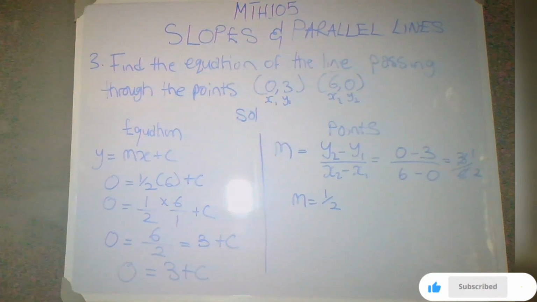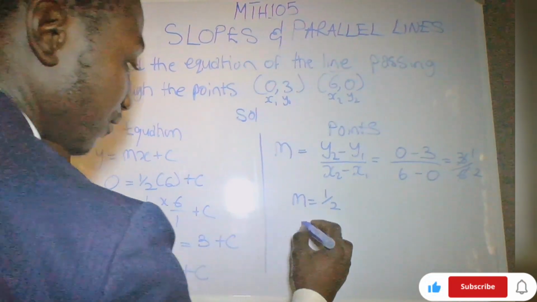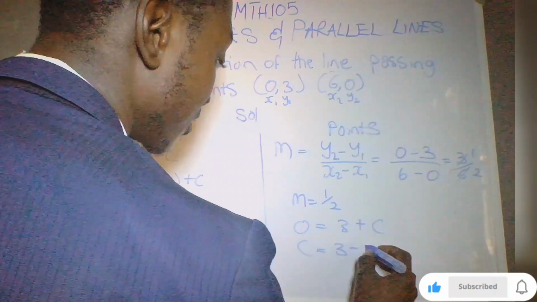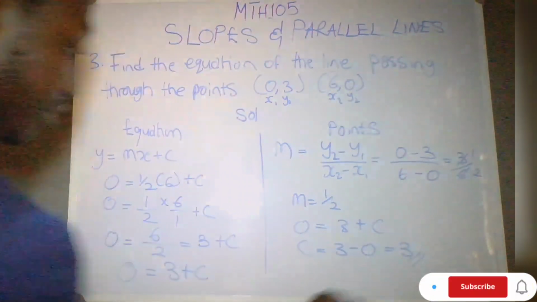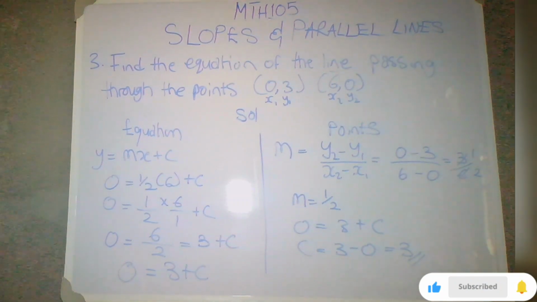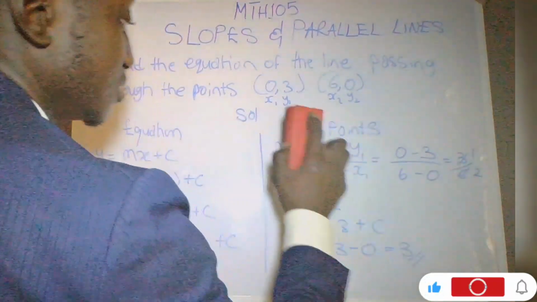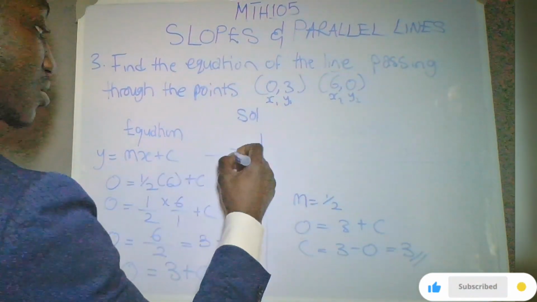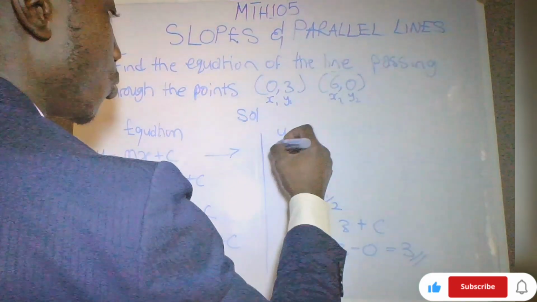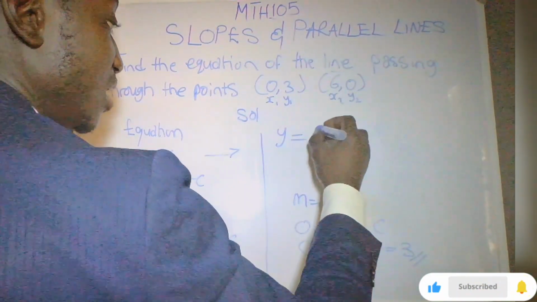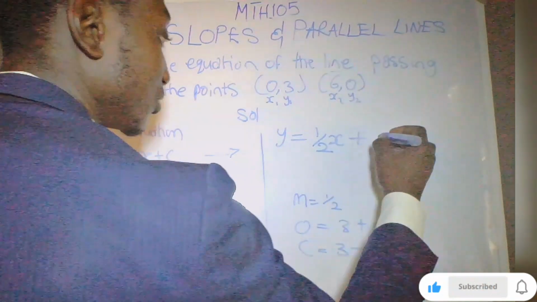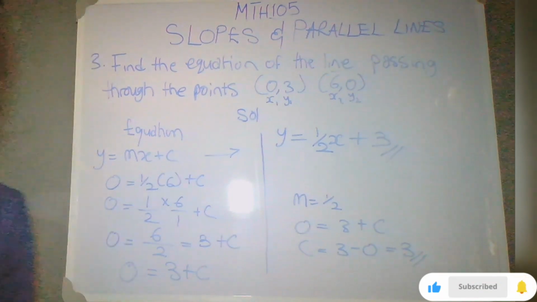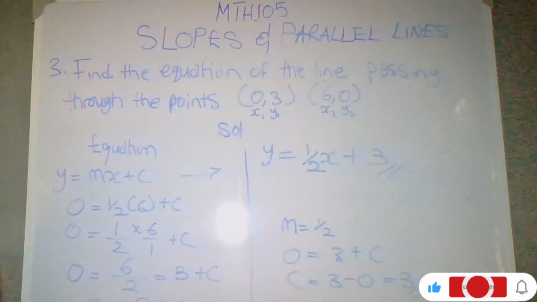So we have 0 equals 3 plus c. We make c the subject, so we have 0 minus 3 gives us negative 3. So we have our c as negative 3. So to plug this in, I have y equals m is 1 over 2 x minus 3, and that gives us the final answer. And I believe this is clear enough.